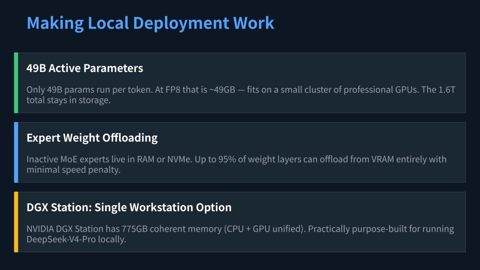The key to making local deployment work is the 49 billion active parameter footprint. At FP8, the active compute pathway requires only about 49 gigabytes of VRAM that fits on a small cluster of high-end consumer or professional GPUs. The remaining inactive experts can live in system RAM or NVMe storage and be swapped in on demand. Community experiments show that up to 95% of certain weight layers can be offloaded from VRAM entirely. NVIDIA's upcoming DGX Station, with its 775 gigabytes of coherent memory, is designed almost perfectly for this workload, potentially enabling V4 Pro to run on a single desktop workstation.